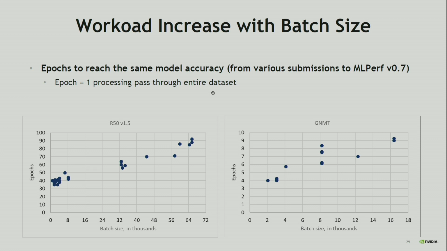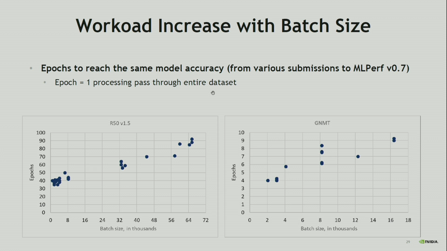One is an image network, one is a language translation network. On the x-axis, we have mini batch size in thousands of samples, so either thousands of images or thousands of sequences to be translated. And on the y-axis, we have epochs, so the number of times you have to traverse the entire data set during the training process.